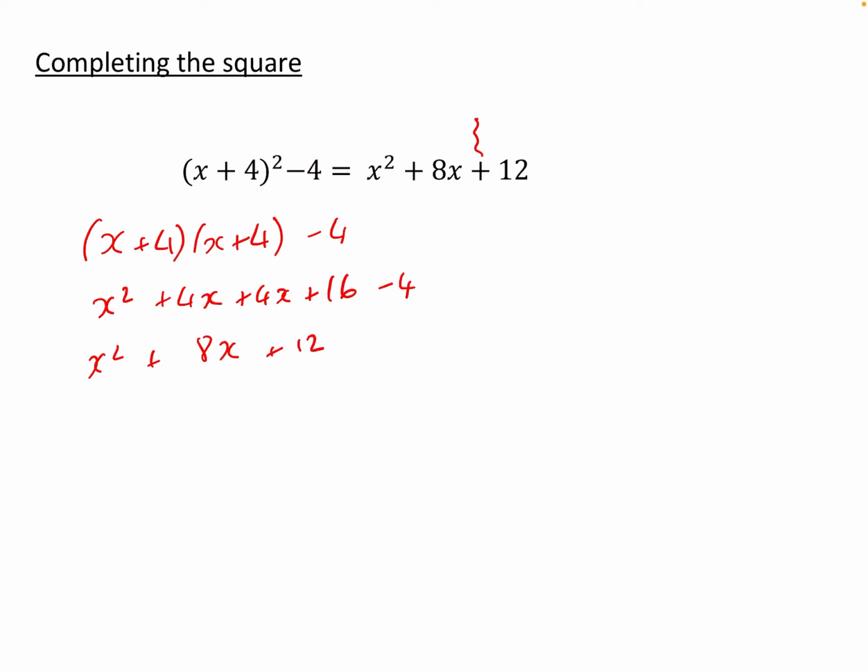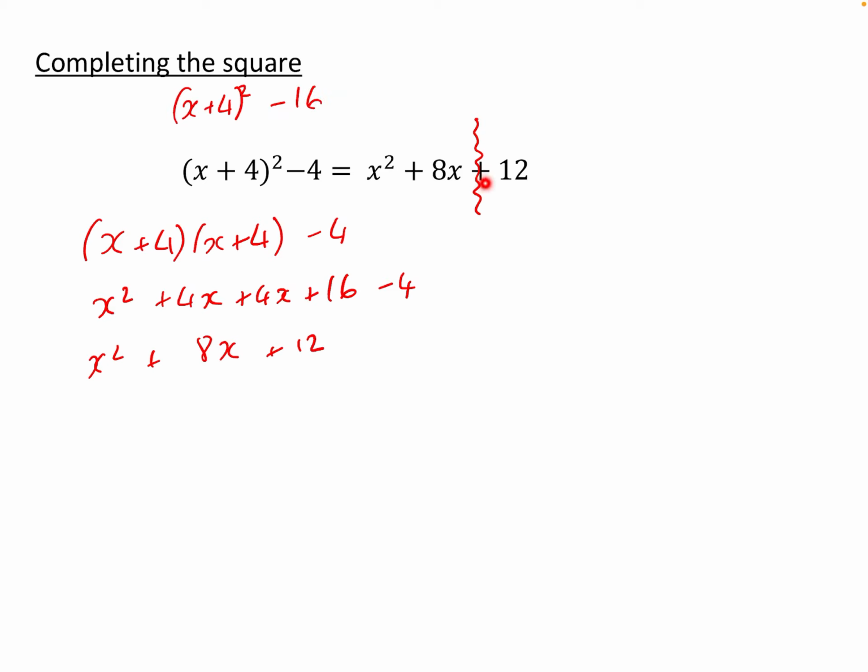Well, the trick is to first complete the square on this first section here, which gives me x plus 4 squared. That's what we looked at yesterday. You guys are quite happy with writing this in the completed square form. This will be x plus 4 squared, and then I would have to subtract 16.